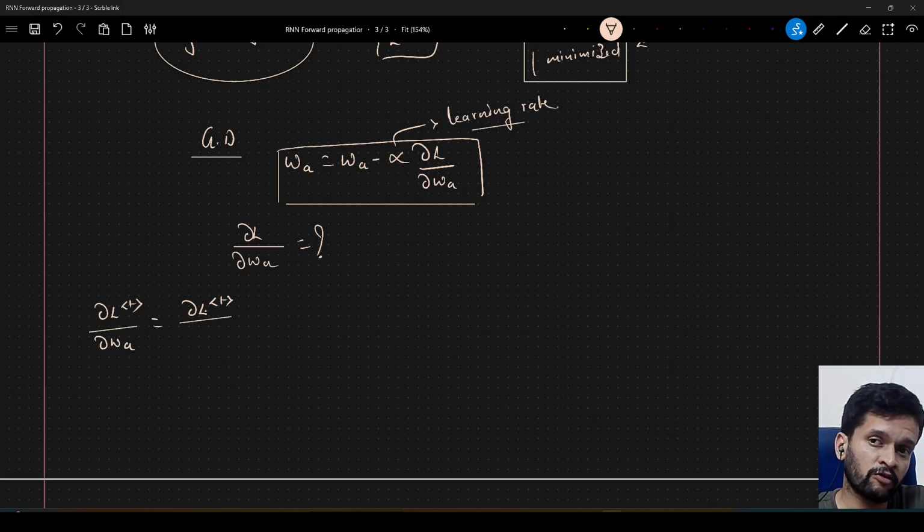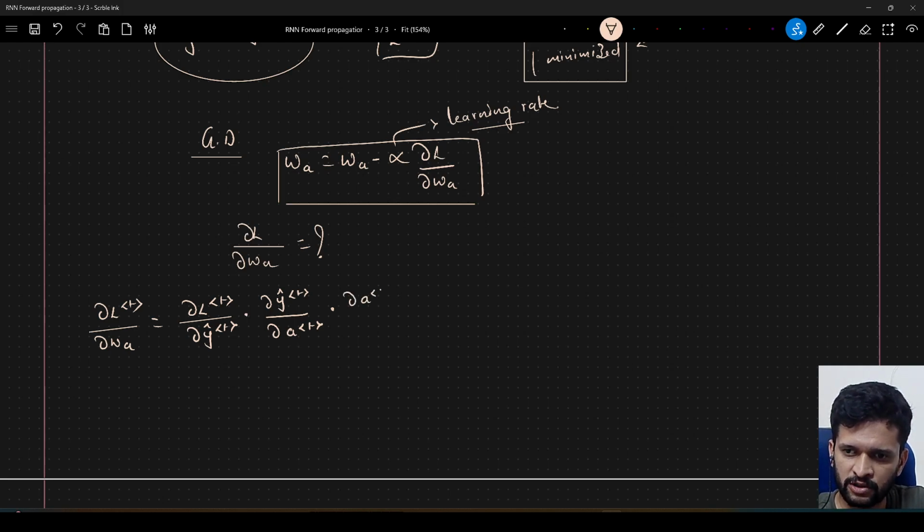Okay, the derivative of the loss at time step t with respect to the predicted value, that is y hat at time step t, and this y hat t in turn depends on the activation at that particular time step, right? dA t, correct? And this activation at that particular time step depends on this particular weight WA, right? Hope this is clear. So how did we arrive at this equation? We arrived at this equation with the help of the chain rule.